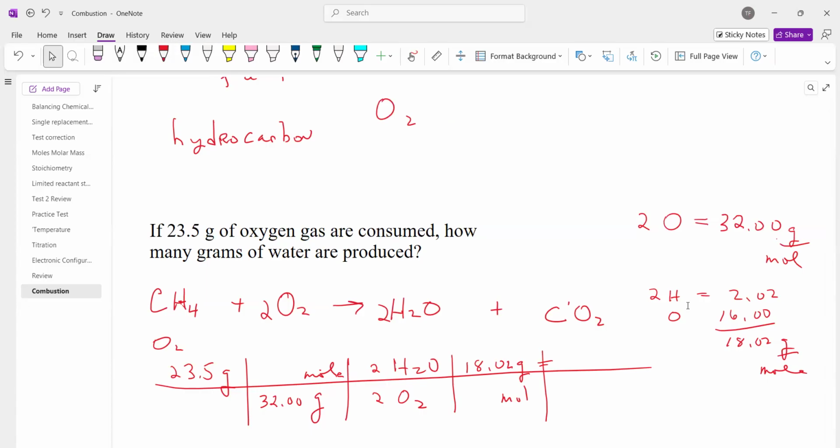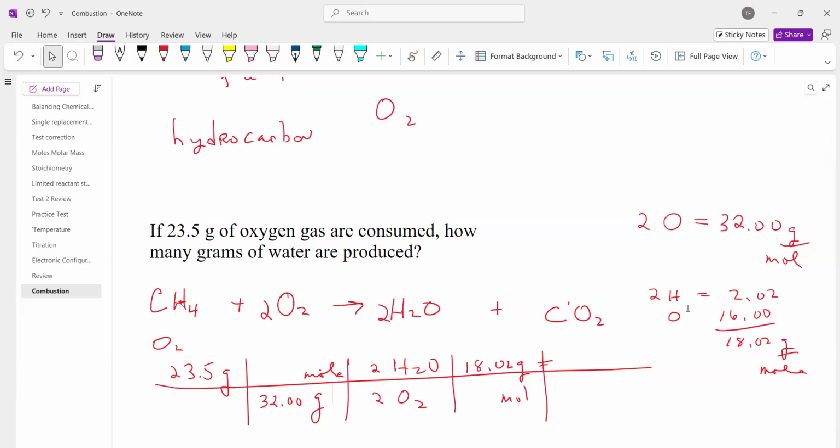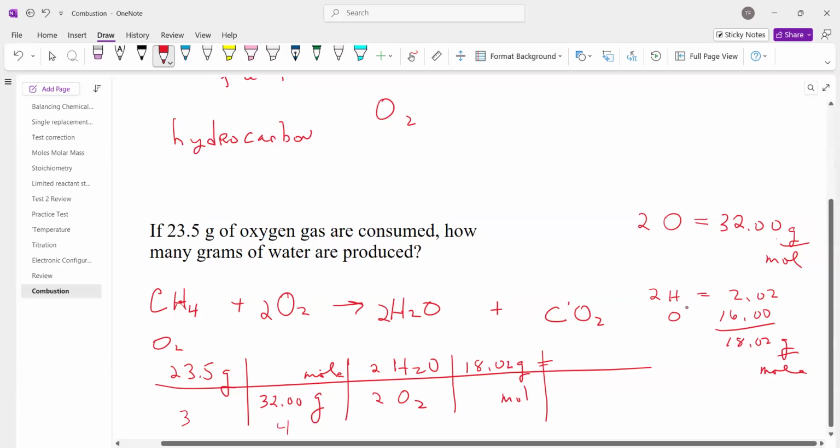Okay, so that's a setup. And again, remember 90% for setup, 10% for answer. Are there any questions about this setup? Sig figs is going to be 3, 4, infinite, 4, 3.